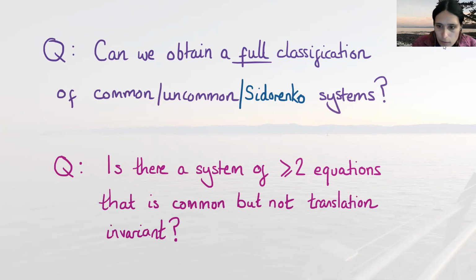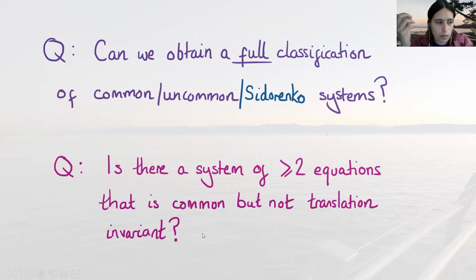Just finally, a less broad question. So an equation is translation invariant if the coefficients sum to 0. We think it would be interesting to see, is there a system? So I'm going to add a caveat here. I'm going to say, is there a kind of non-silly, and I'll explain what I mean by that, system of at least 2 equations that is common but not translation invariant.